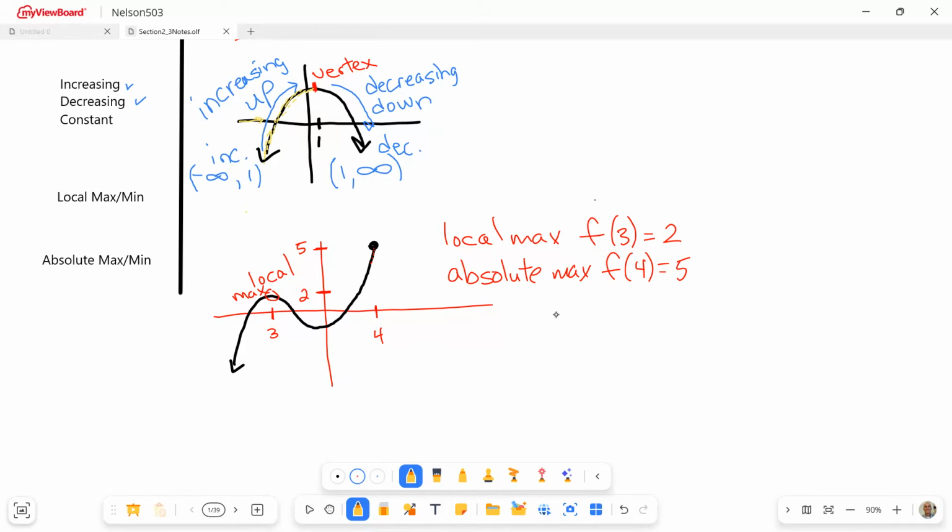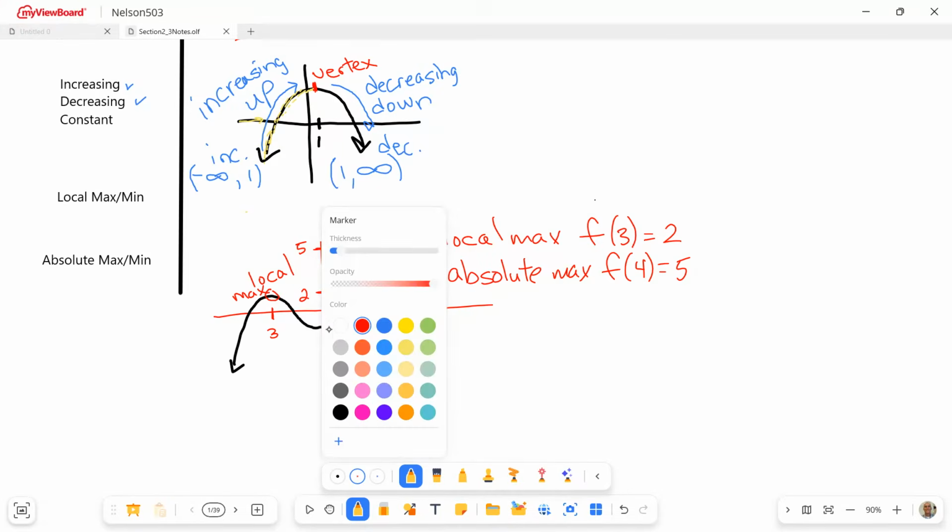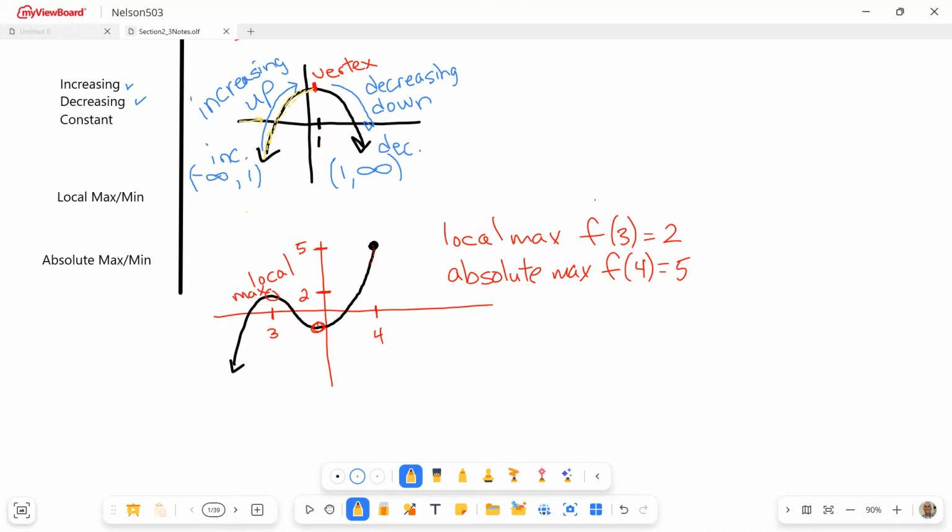Okay, now what would this spot be right here? Would that be a local max or a local min? Just try to answer that question for a second. Obviously it's a minimum, right? It's a low spot. Is this a local minimum or an absolute minimum? Local minimum or absolute minimum?